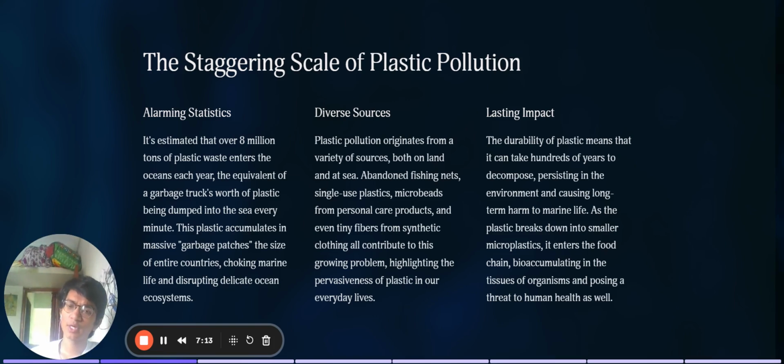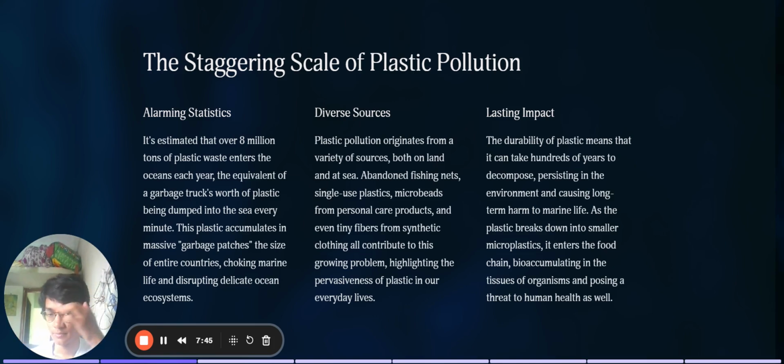It's estimated that over 8 million tons of plastic enters the ocean each year. Imagine that: 8 million tons of plastic every year. The equivalent of a garbage truck's worth of plastic being dumped into the sea every minute. Imagine it. Every minute, a truck full of plastic is being dumped in the ocean.